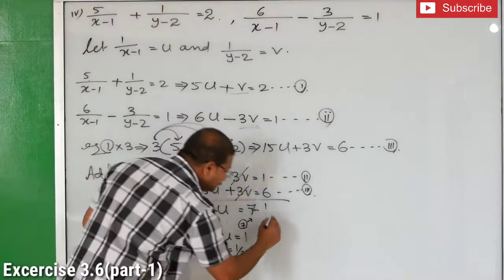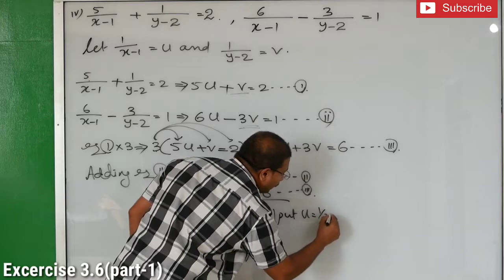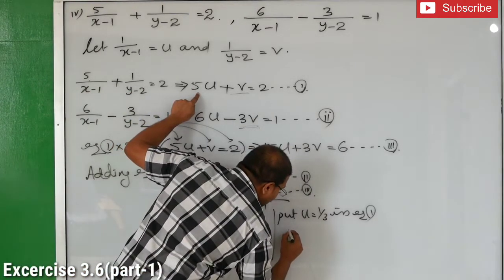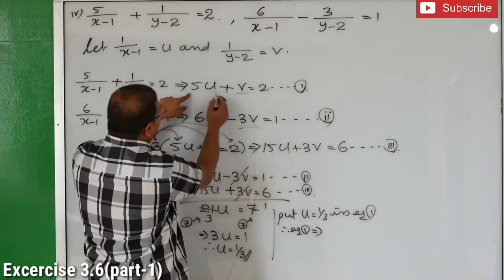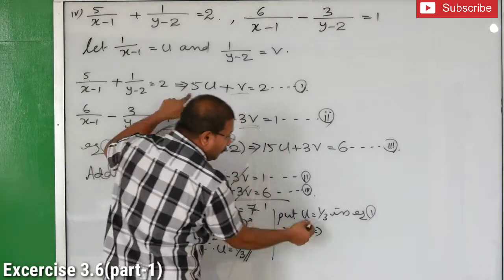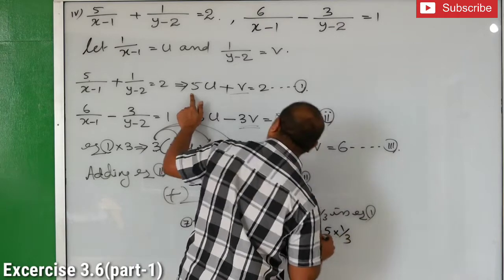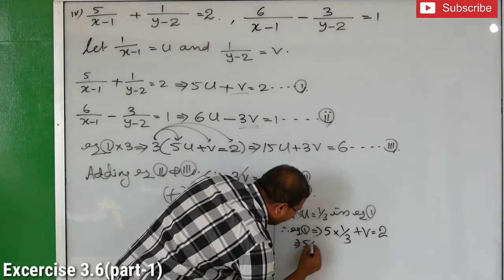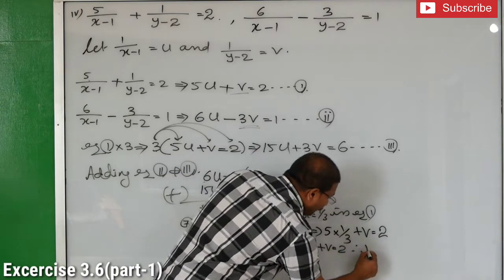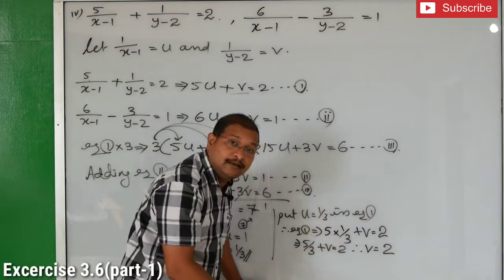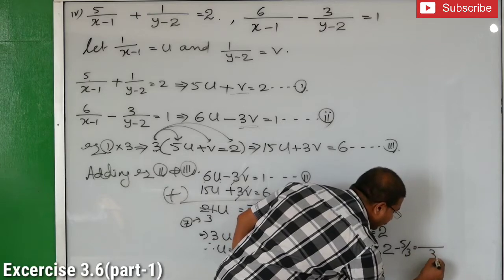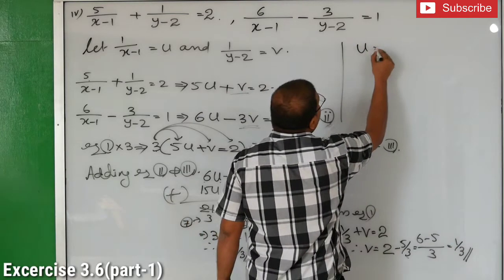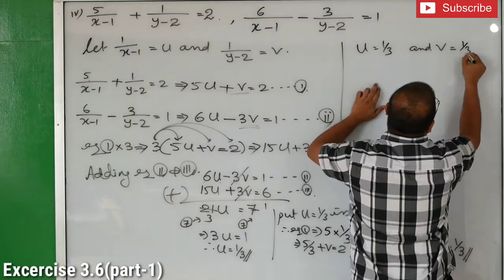Ready? After that, what you will do? Put u equals 1 by 3 in equation 1. See the first equation. What is that? Therefore, equation 1 implies, see, 5u plus v equals 2. That is the first equation. In place of u, we will put 1 by 3. That means 5 into u means 1 by 3 plus v equals 2. Ready? This implies 5 by 3 plus v equals 2. Therefore, v equals 2 is already here. 5 by 3 goes next side, minus 5 by 3 equals, LCM will take 3. Now this will multiply, isn't it? So 3 2s are 6 minus 5 equals 1 by 3. We got now u equals 1 by 3 and v equals 1 by 3.